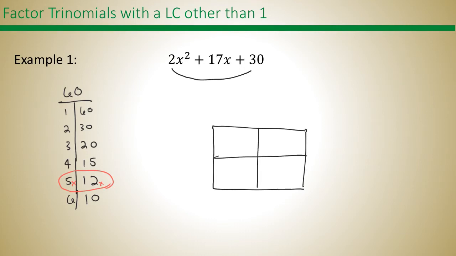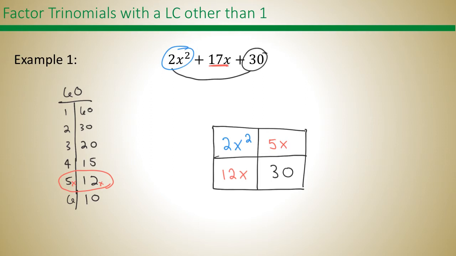So now we're going to draw a box and draw 4 sections. This 2x squared, we're going to put right here. The 30 is going to go in this box. And then 17, I broke it apart as 5x and 12x. I could put the 12x here or the 5x here, it doesn't really matter. But we do want 2x squared in the top left and 30 in the bottom right. Now we are going to factor our rows and columns.